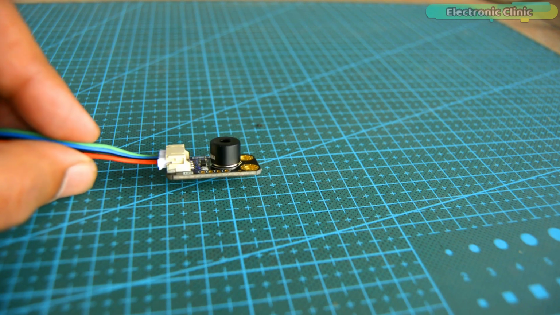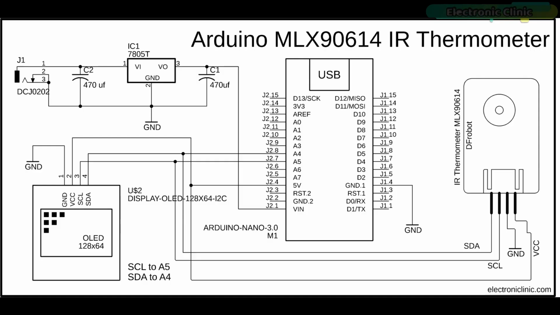Now let's take a look at the circuit diagram. The MLX90614 IR thermometer sensor and the SSD1306 OLED display module are both I2C supported devices. The SCL and SDA pins of both modules are connected with the A5 and A4 pins. A5 is the SCL and A4 is the SDA, while the VCC and ground pins of both modules are connected with the 5V and ground. These are the minimal connections that you will need to test everything.